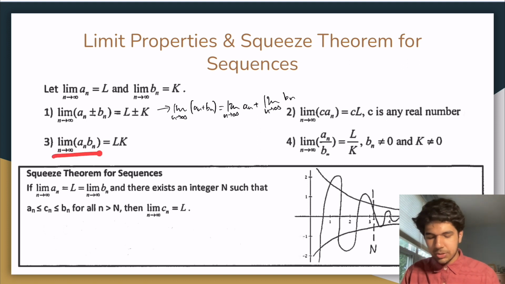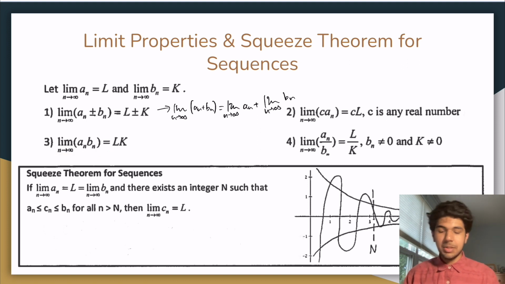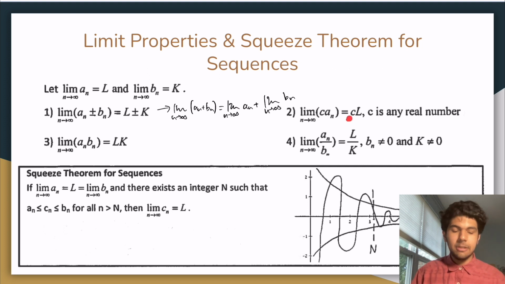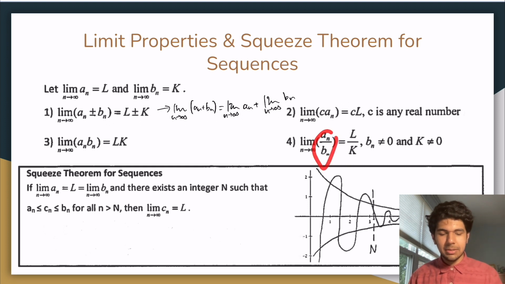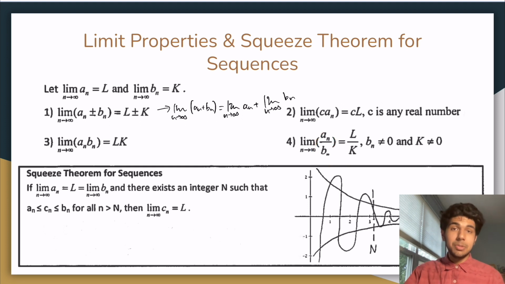If we look into number 3 here, the limit of the product of the two sequences is equal to the product of L and K, so again the limit sort of distributes there. If we have the limit as n approaches infinity of c times a sub n, where c is a constant real number, that c factors out. And finally, if we're taking the quotient of two sequence values, a sub n over b sub n, again the limit sort of distributes to the numerator and denominator. We can compute those individually and still take the quotient. So let's take a look at the squeeze theorem.